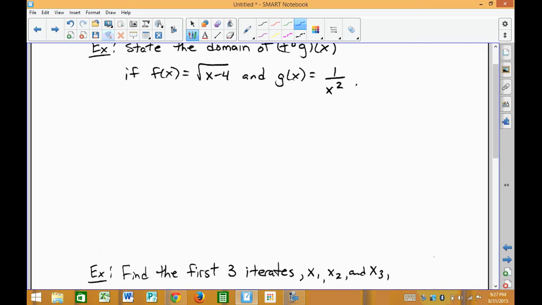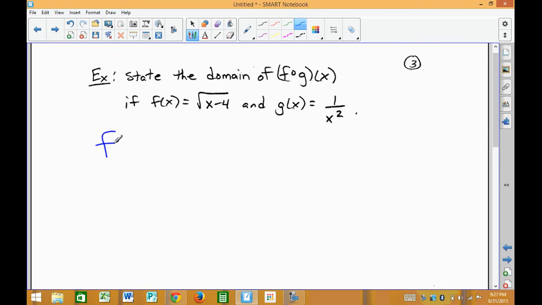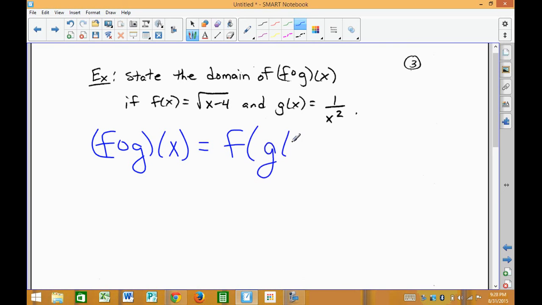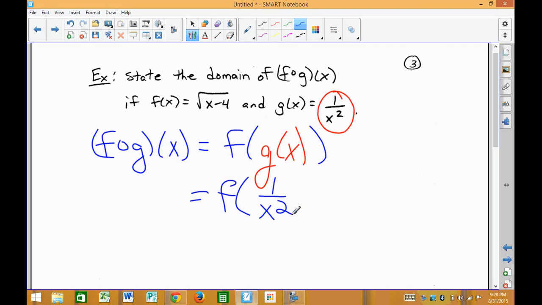So let's go ahead and create f of g of x. f of g of x is written as f parenthesis g of x. So again, the g of x is on the inside. Let's switch that to a different color. So here's g of x. That's what we're going to put in. Here we have f of 1 over x squared.